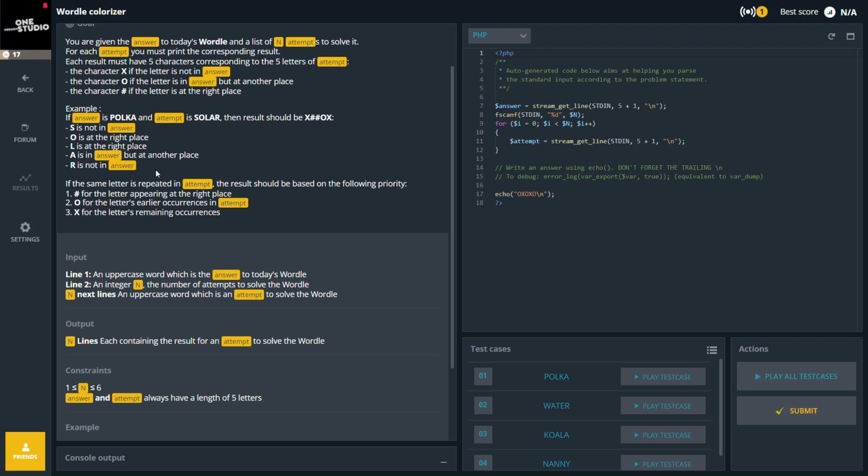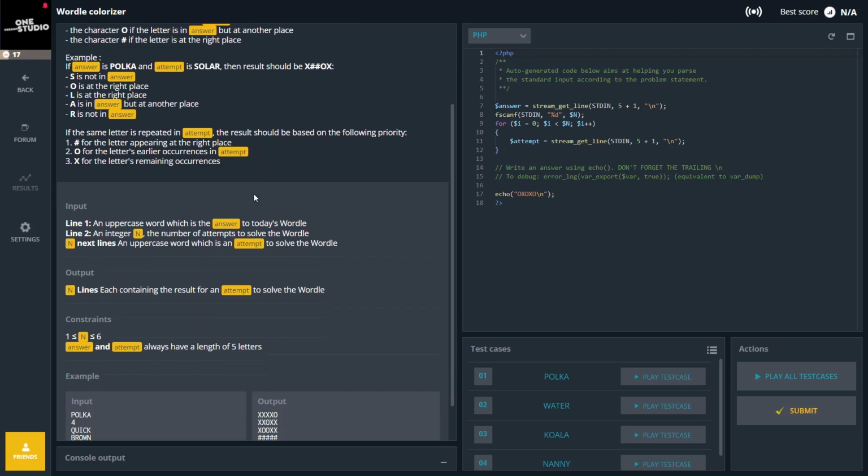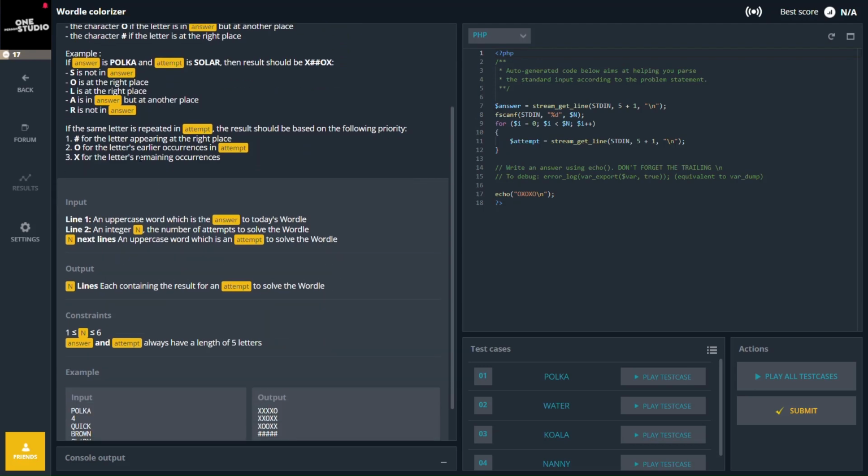If the same letter is repeated in an attempt, the result should be based on the following priority. 1. Hashtag for the letter appearing at the right place. 2. O for the letter's earliest occurrences in the attempt. 3. X for the letter's remaining occurrences.